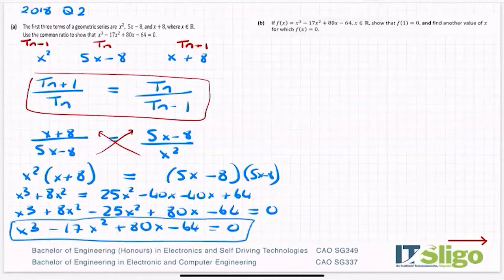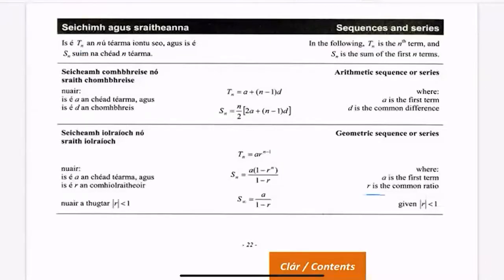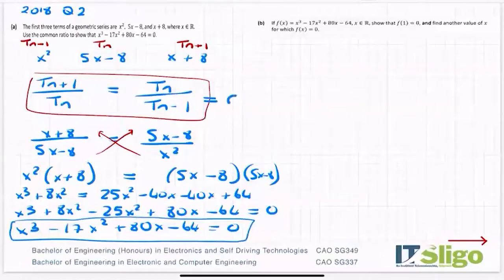Okay, but this is the critical piece of theory you've got to know for a geometric sequence. Okay, and that's equal to, I suppose I should have said it was equal to, what we call the common ratio. Okay, so that's the first bit.